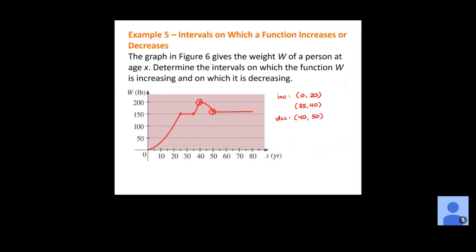Now, all the other intervals, the other two intervals that we did not list, it's flat along those. We would call those constant. So in general, when we're listing out increasing and decreasing, you're only looking for where is it going up, where is it going down. We don't really care about the constant intervals. We're not going to label those or list them out.